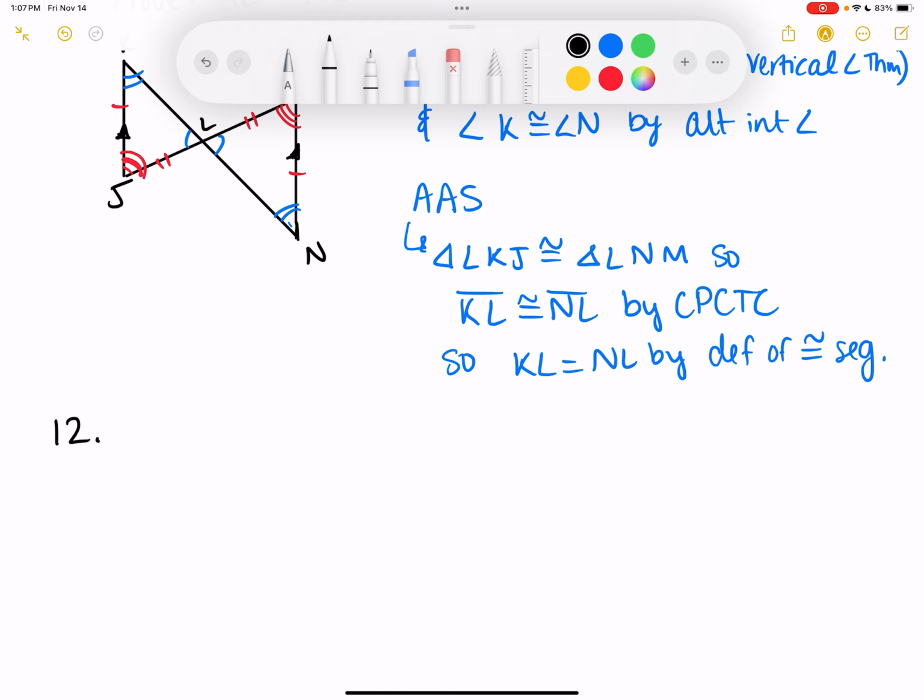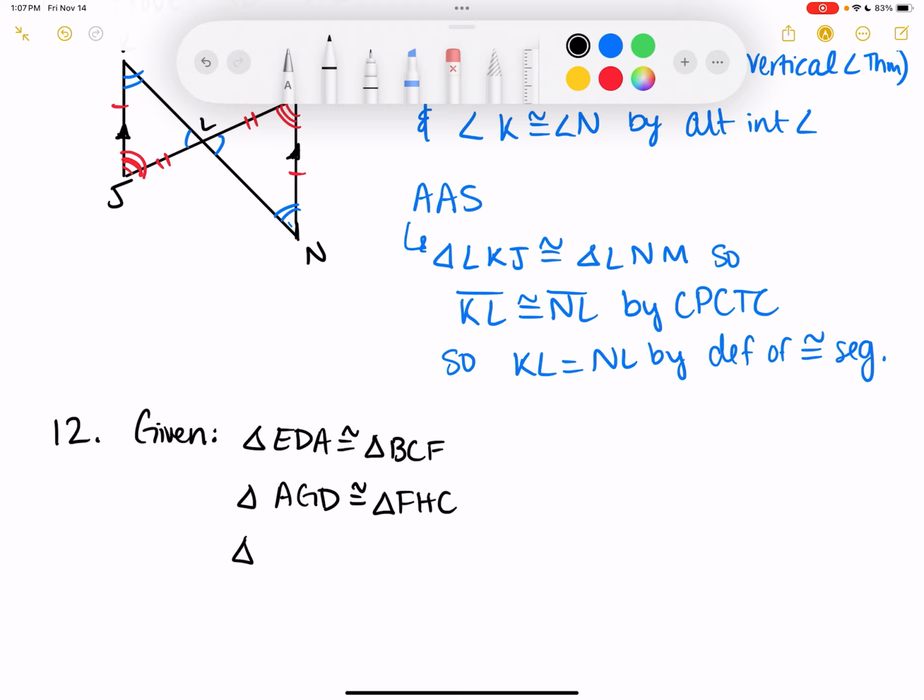Number 12. All right, given information is that triangle EDA is congruent to triangle BCF, and I'm going to tell you all of this given information is not going to be relevant to our problem, but I'm writing it all anyways. Triangle AGD is congruent to triangle FHC, and triangle BFC is congruent to triangle ECF. For 12, we're trying to prove that angle CBH is congruent to angle FEH.